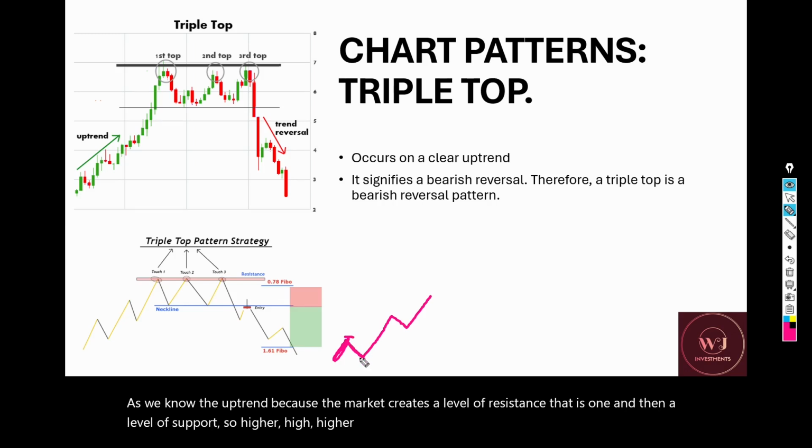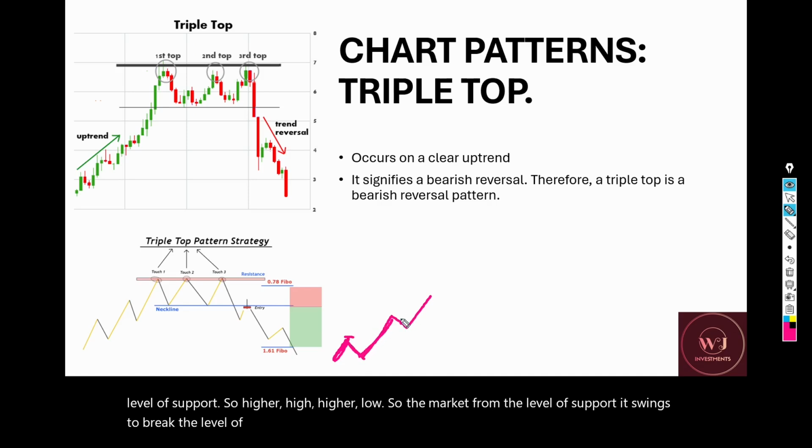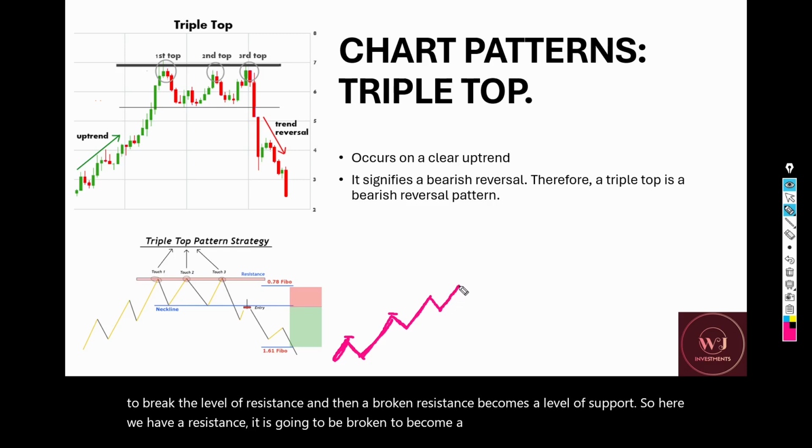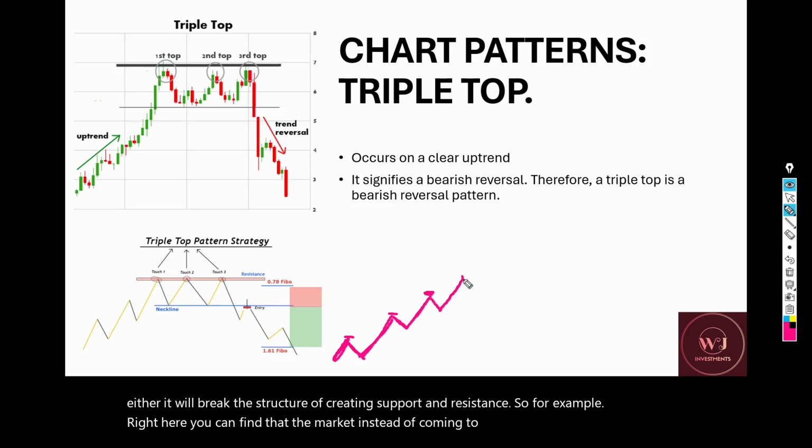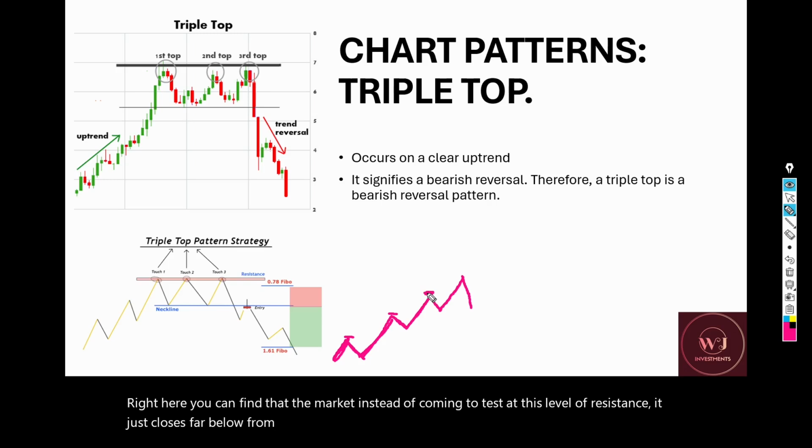So the market from the level of support swings to break the level of resistance, and then a broken resistance becomes a level of support. So here we have a resistance, it is going to be broken to become a support level. So the market swings, and either it will break the structure of creating support and resistance. For example, right here, you can find that the market, instead of coming to test this level of resistance, just closes far below this level, it pierces through it. Which means that the structure has been broken.